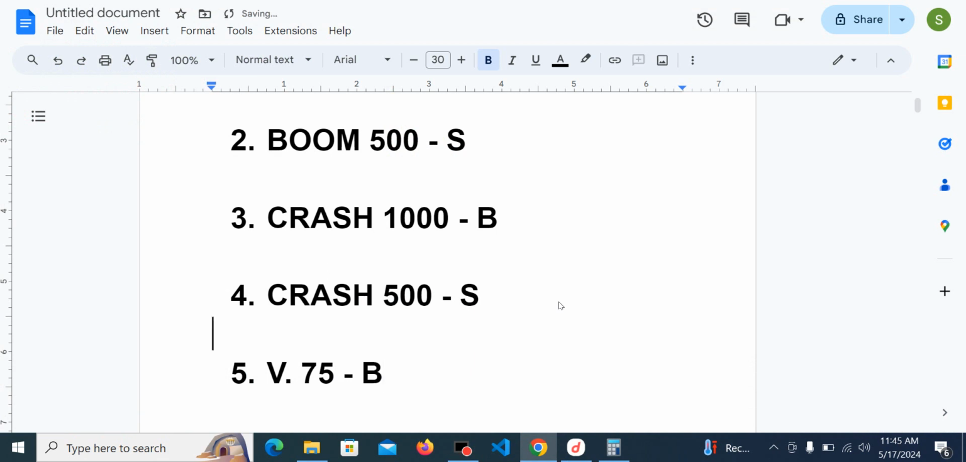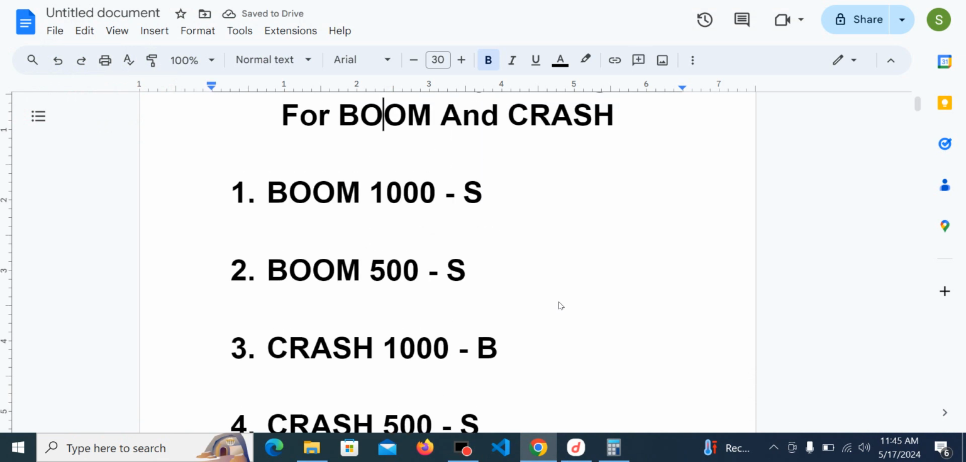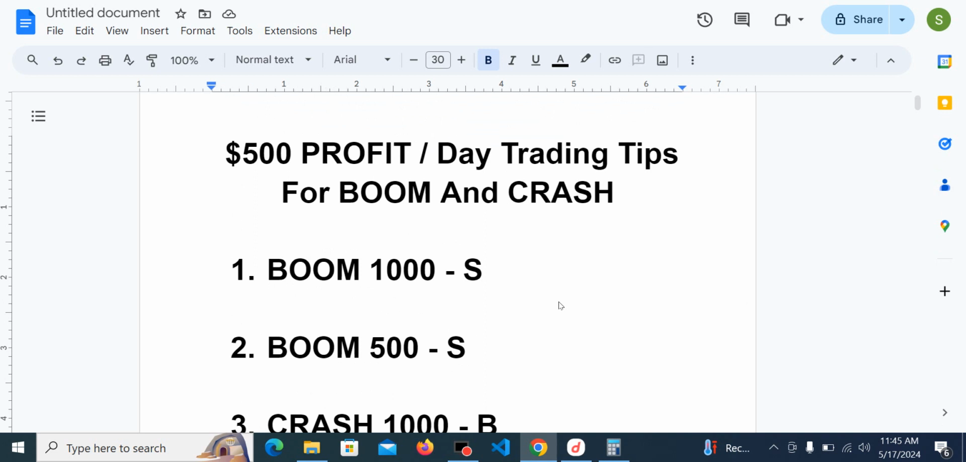Okay, so these are all that we are able to come up with tonight. All we just need to do is make sure we understand every part of the analysis and apply them carefully whenever we are trading.